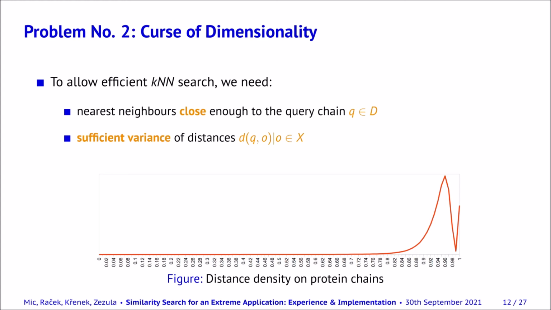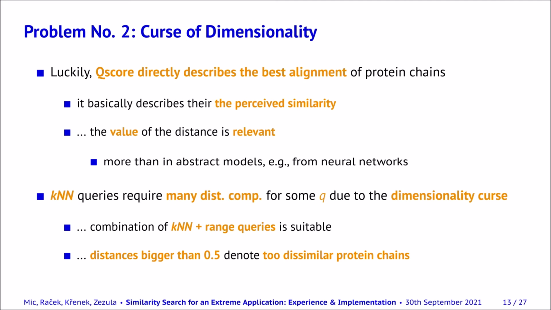We also conveniently limit the permitted similarity queries, which is possible thanks to the following feature of the Q-score. Q-score directly describes the best alignment of two protein chains, so it well corresponds to the perceived similarity of chains. Therefore, the distance value is relevant and range queries are more semantically meaningful than in case of abstract similarity models, for instance, those from neural networks. According to the experience of the bio-IT community, distances above 0.5 describe dissimilar protein chains, as they are mutually irrelevant. Our web application thus evaluates KNN queries with limited range.